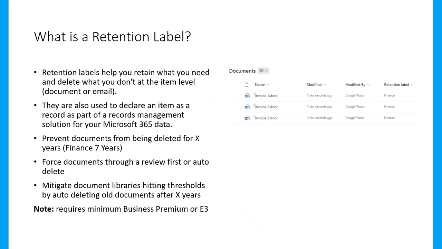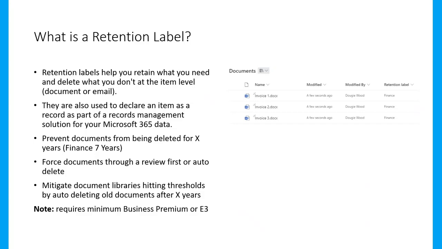And you can force documents to go through a review process first or even auto delete them. So if it's a certain type of document, you know that no one's going to look at it after, say, 3 years or something like that, you can automatically delete it. That can help mitigate document libraries hitting thresholds by automatically deleting those documents after a period of time, and also the overall storage space of SharePoint, making sure that isn't maxed out either.